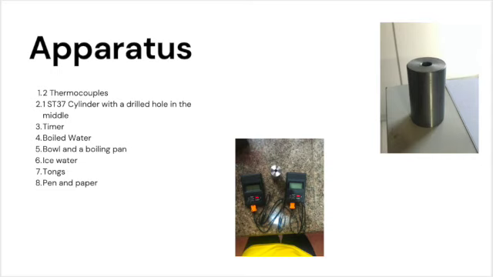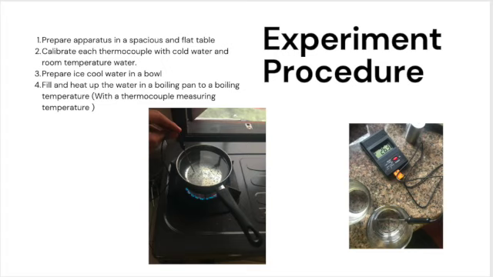Okay, so moving on, this is the experiment procedure. First, we prepare all the apparatus on a spacious and flat table where nothing is harmful. And then calibrate each thermocouple with cold water or room temperature water just to check if the thermocouple is working perfectly fine. Calibration is to minimize any measurement uncertainty.